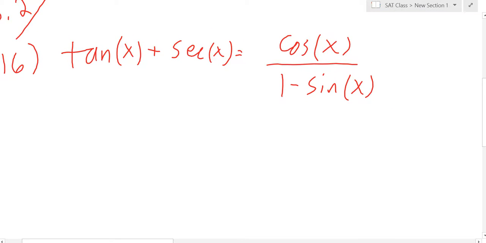First thing I would do, again, when you see tangent, secants, and cosines and sines, just switch everything to sines and cosines. Okay? So I'd probably start with the left side, switch all to sines and cosines. So this is going to be, did you try that? Good. Good first step.